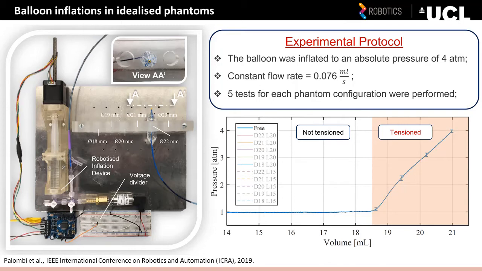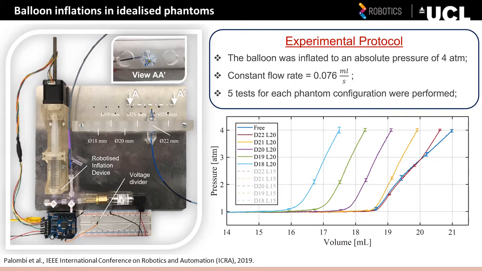During each test, the balloon was inflated to an absolute pressure of 4 atmospheres, which is the operating pressure of this catheter, according to the manufacturer's specifications. The additional continuous lines that you can see here in this diagram are the average pressure volume curves obtained for different diameters but the same annular length, 20 mm in this case, and as expected, a clear direct correlation between the position of the departure point from the free inflation curve and the diameter of the phantom can be observed.